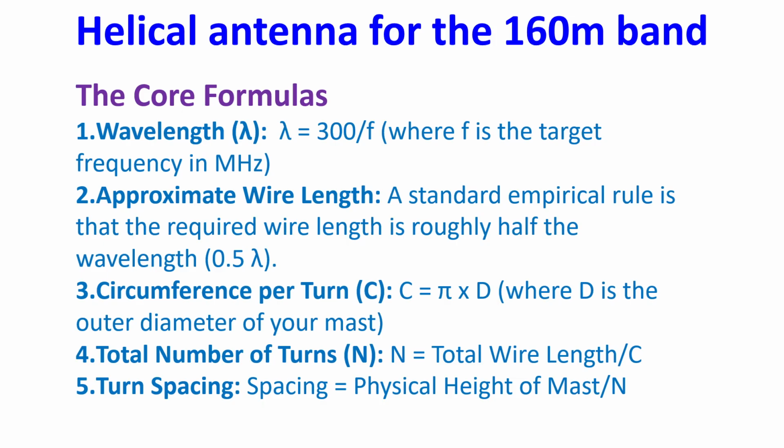Wavelength lambda is equal to 300 by f, where f is the target frequency in megahertz. Approximate wire length. A standard empirical rule is that the required wire length is roughly half the wavelength, that is 0.5 lambda. Circumference per turn, C, is equal to pi into d, where d is the outer diameter of your mast. Total number of turns, n is equal to total wire length divided by C, that is circumference per turn. Turn spacing is equal to the physical height of the mast divided by n, the number of turns.